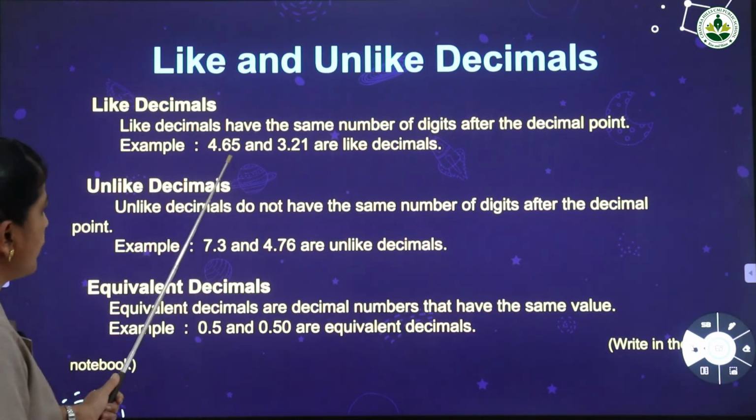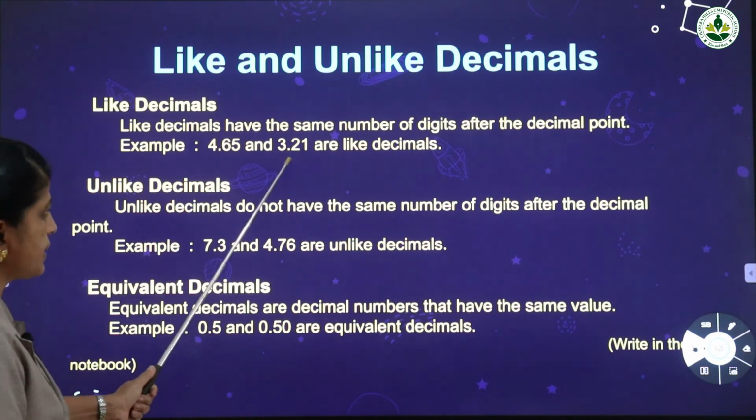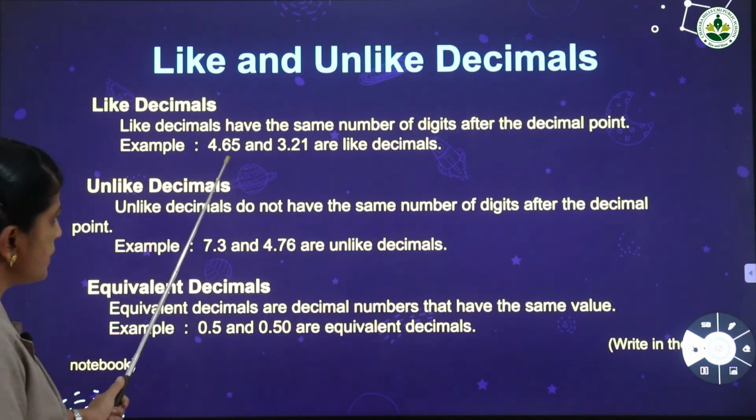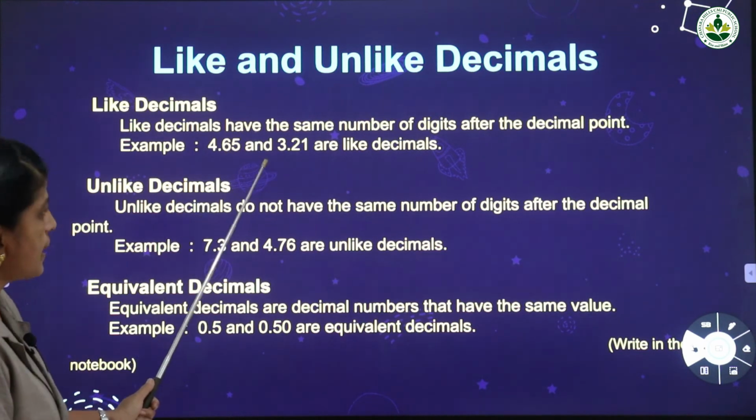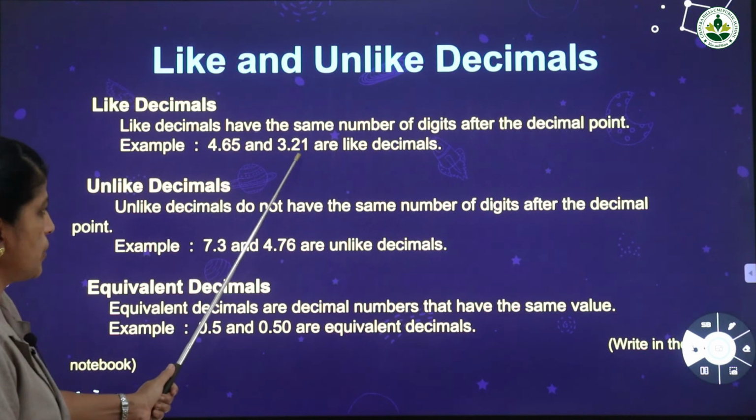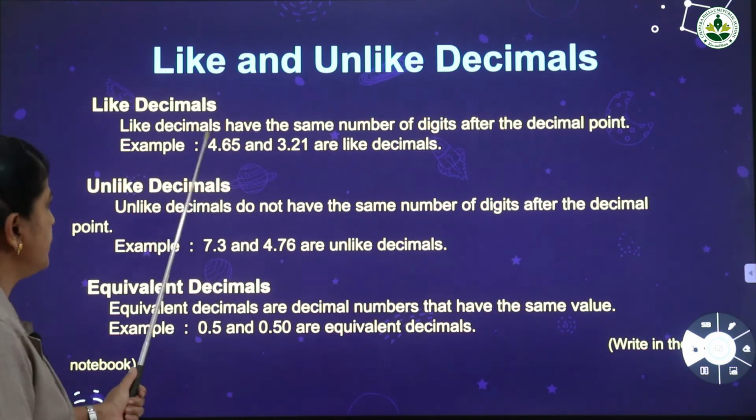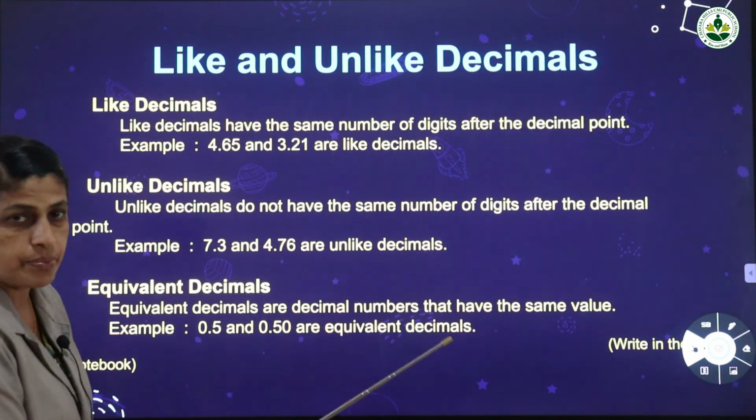Example: 4.65 and 3.21. Look at 4.65 and 3.21. In 4.65, how many digits are there after the decimal point? 1, 2. In 3.21 also there are 2 digits after the decimal point. Therefore, they are like decimals.